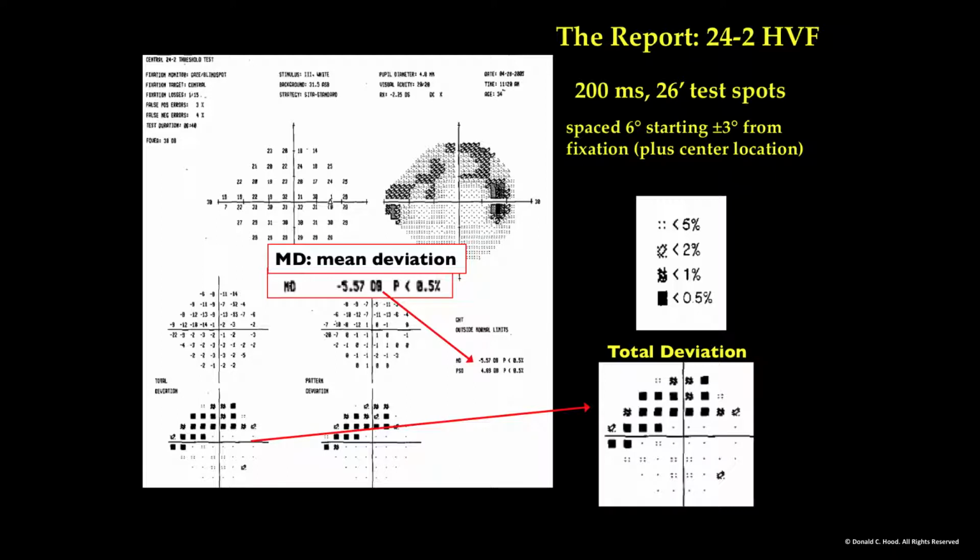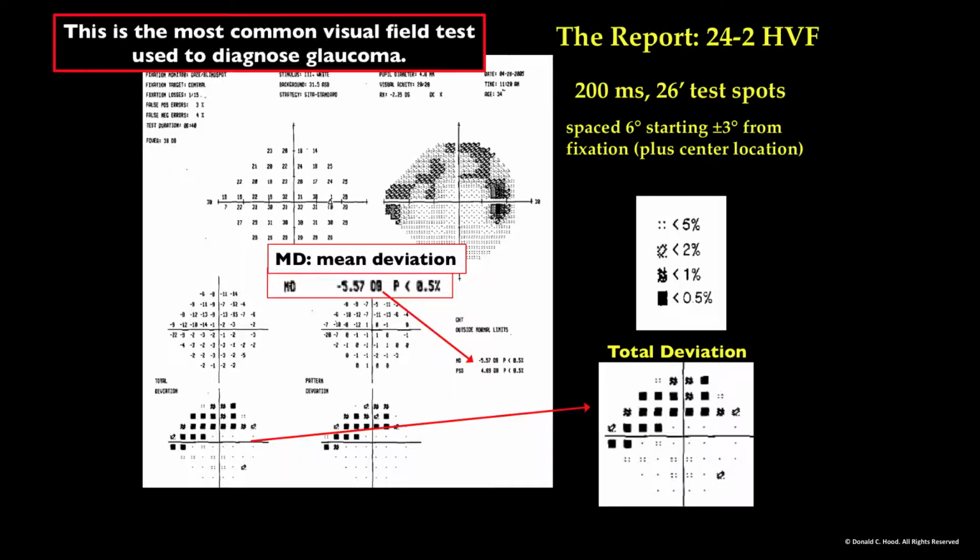One of the statistics here that we'll make use of is mean deviation. It's not quite this, but it can be thought of as the average of these values. This is the most common visual test used to diagnose glaucoma. Thousands of these are done every day.